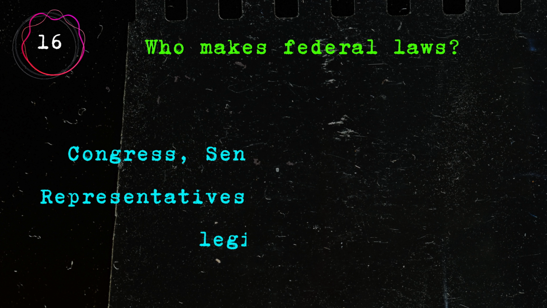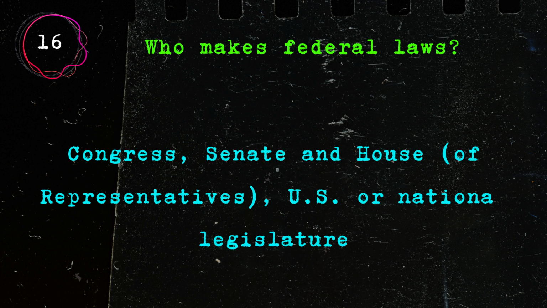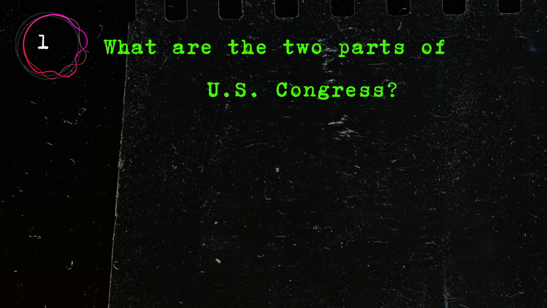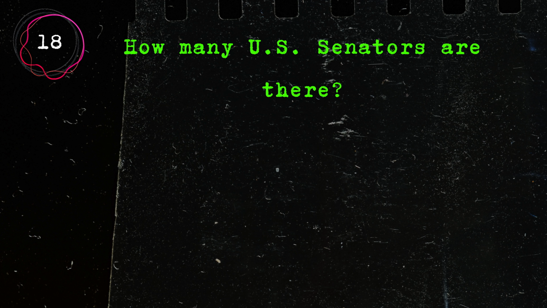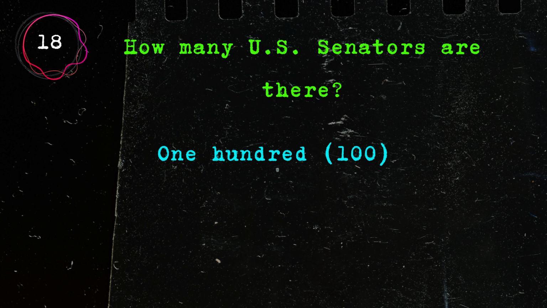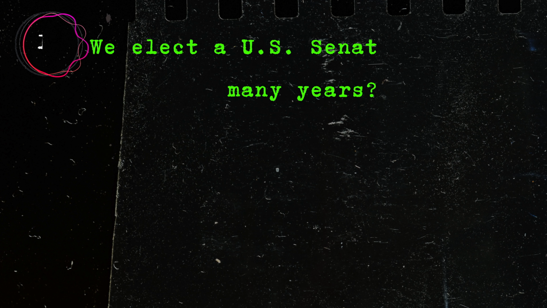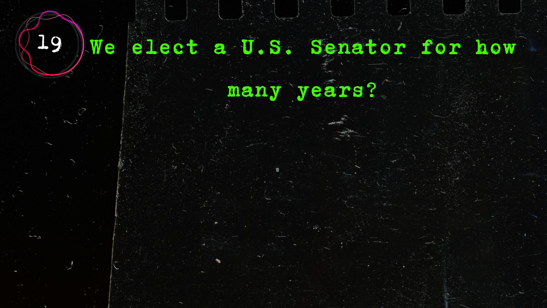Who makes federal laws? Congress, Senate and House of Representatives, U.S. or national legislature. What are the 2 parts of the U.S. Congress? The Senate and House of Representatives. How many U.S. senators are there? 100. We elect a U.S. senator for how many years?